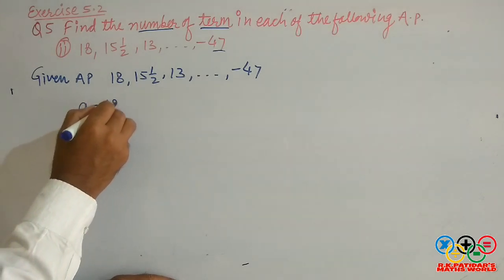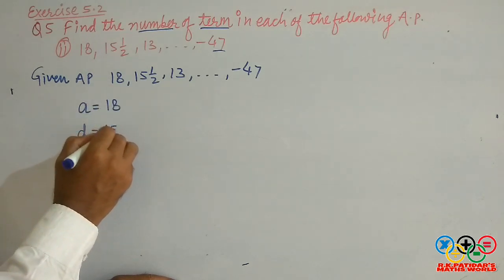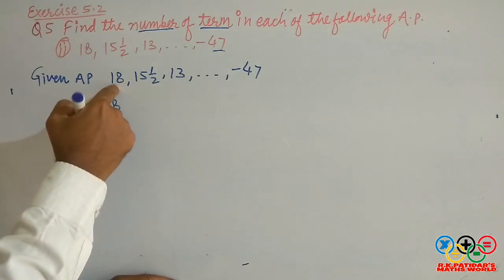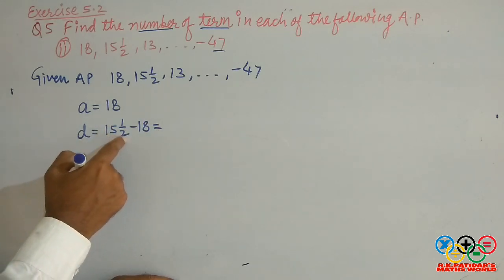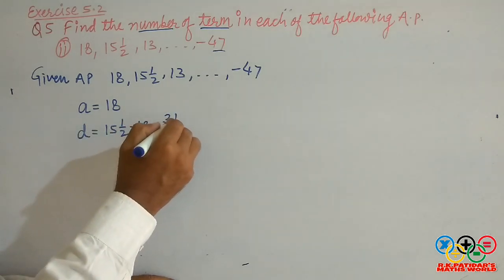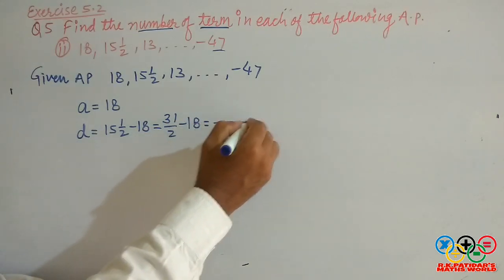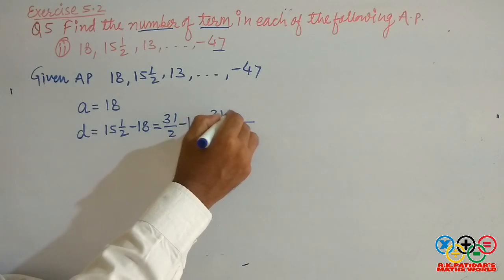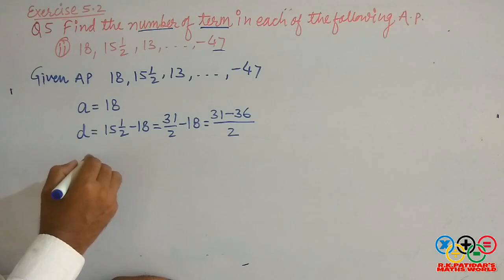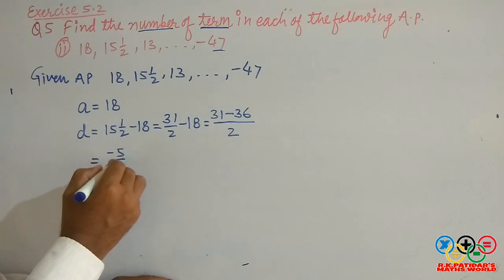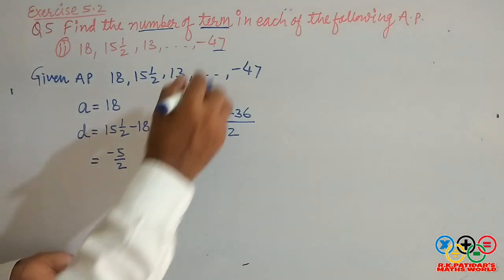So the first term is what here? 18. D, common difference, will be what? 15 and half minus 18. 15 and half means what? 15 twos are 30 plus 1, 31 upon 2 minus 18. और इसको सोल्व करेंगे, एलसीएम ले लेंगे. 31 minus 18 twos are 36. 31 minus 36 is minus 5. Minus 5 by 2 is the common difference.